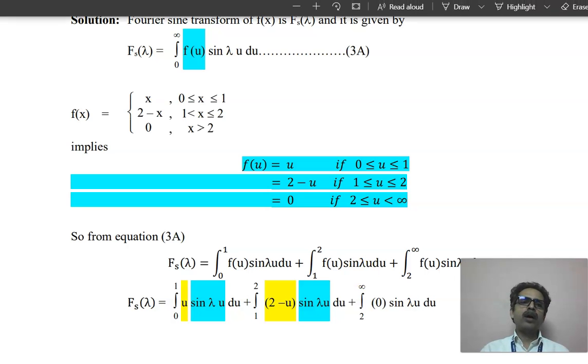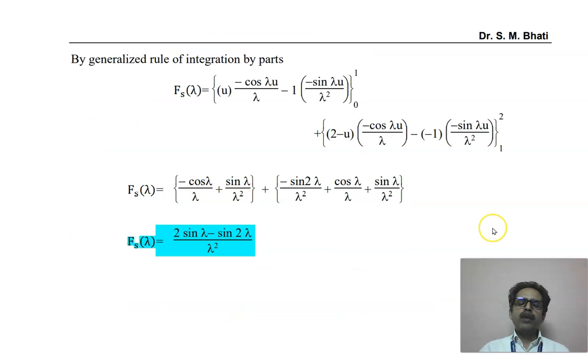Fine. Now after that, you have to make a simplification. We can observe that the last term became 0 here. And in the first term, there is a product of u and sine lambda u, so we have to apply the generalized rule of integration by parts in the first integral. In the second term also there is a product of 2 minus u and sine lambda u, so again we have to apply the generalized rule of integration by parts.